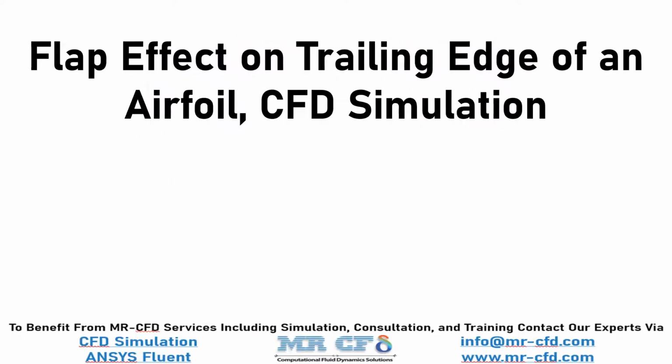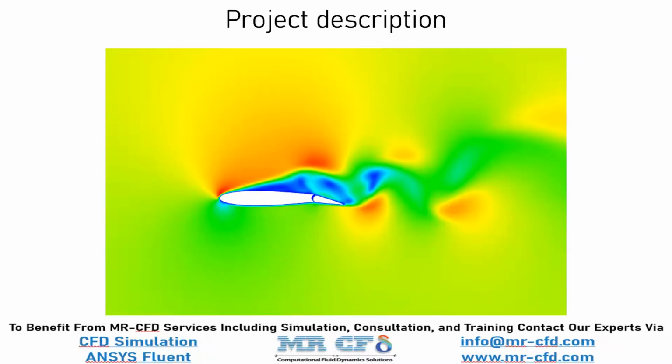In this project, we are going to simulate a flap effect on the trailing edge of an airfoil. In this project, a steady airflow over a flapped airfoil with an attack angle equal to 12 degrees is investigated. Air velocity magnitude is equal to 45 meters per second.